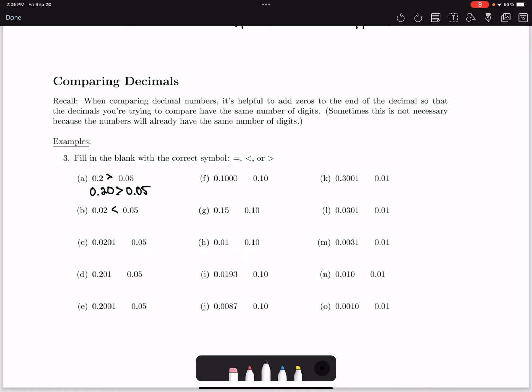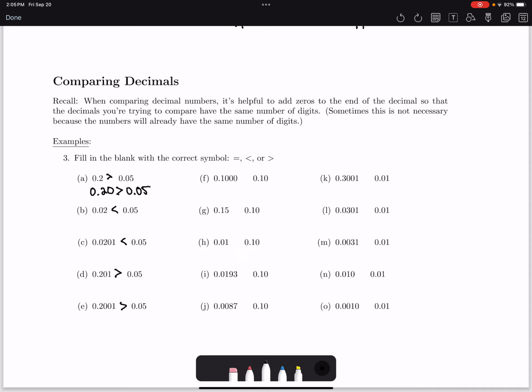go ahead and pause the video, and I'm just going to fly through and give you my solutions to each of these, but go ahead and pause the video and give them a try on your own, okay? I'm not going to show my work by writing out the extra digits, but that's something that you can do if you feel like you need to in order to get the right answer. That's totally fine. So, okay, so 0.0201 is less than 0.05. 0.201 is greater than 0.05. And 0.2001 is also greater than 0.05.